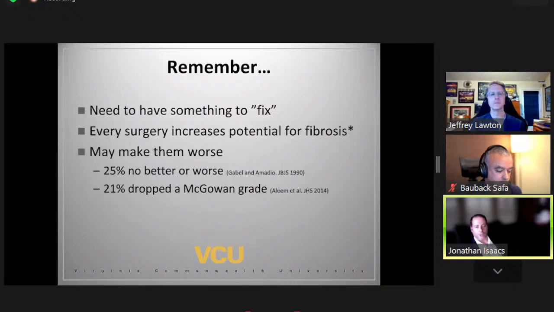So remember, you really need to identify something to fix. Just because a person didn't get better after a cubital tunnel release does not mean that they need to have a second cubital tunnel release. And every time you go in there, especially if you go in there quickly after the last surgery, you have the potential to generate more fibrosis. The statistical chances of you making them worse or no better is definitely real.